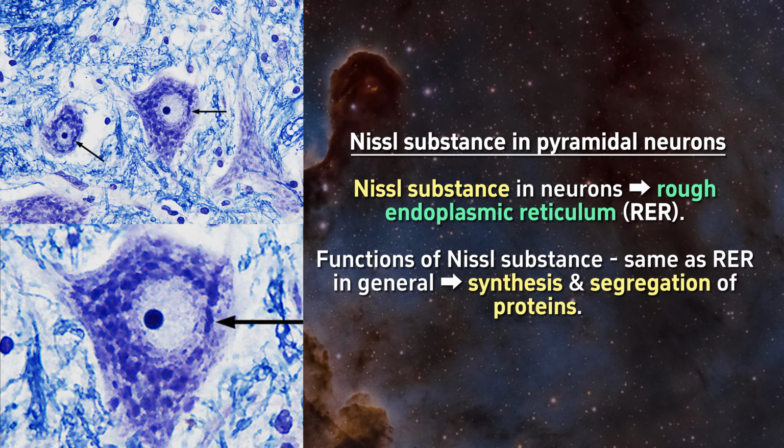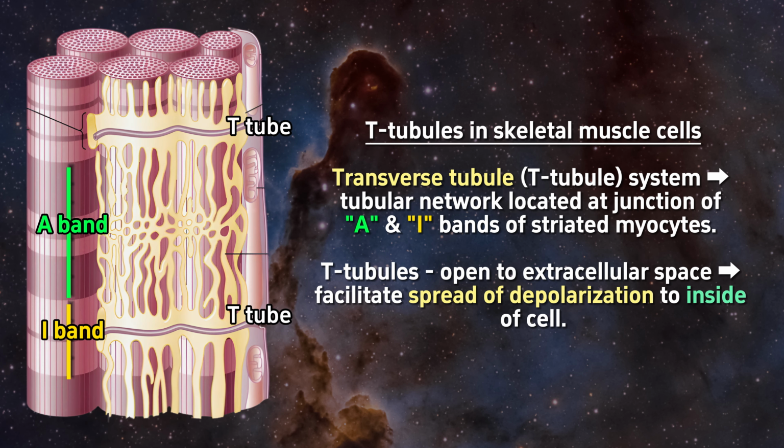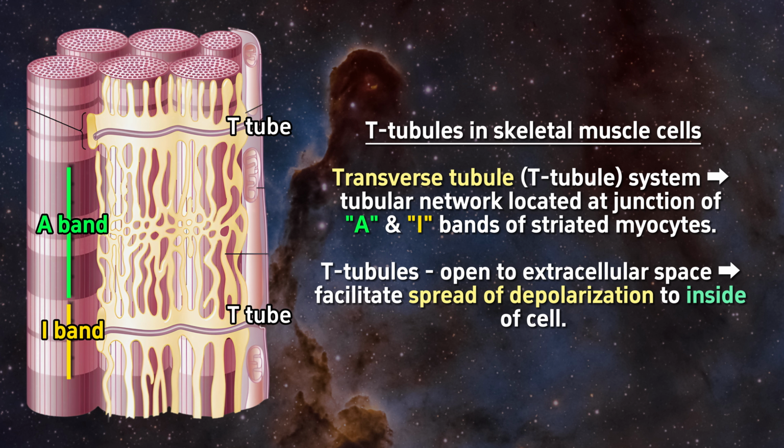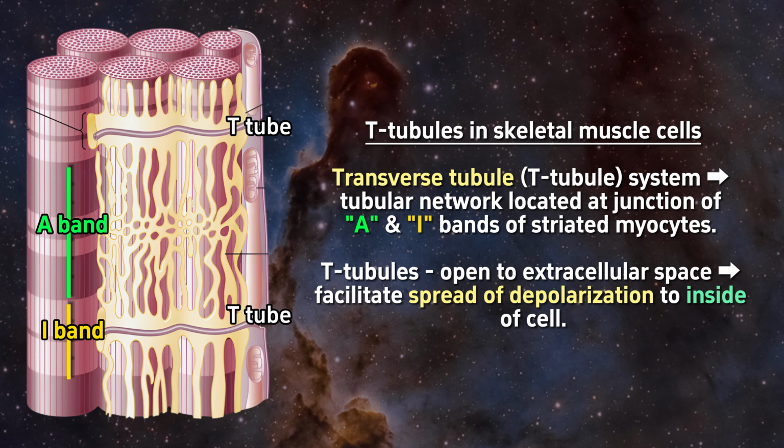Choice A, the Nissl substance in neurons, corresponds to the rough endoplasmic reticulum. The functions of Nissl substance are thought to be the same as those of the rough endoplasmic reticulum in general, primarily the synthesis and segregation of proteins. Choice C, the transverse tubule system is a tubular network located at the junction of the A and I bands of striated myocytes. T-tubules are open to the extracellular space and facilitate the spread of depolarization to the inside of the cell.